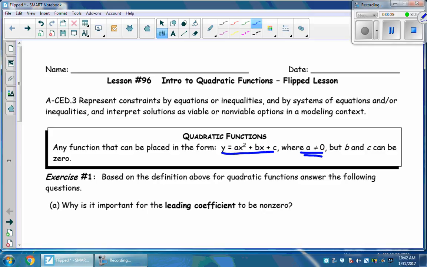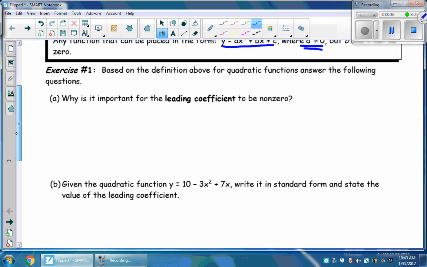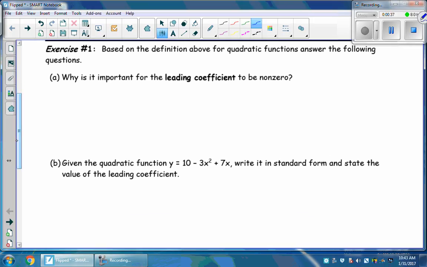B and C technically can be zeros. Sometimes they are, sometimes they are not. But A, the number in front of x squared, cannot be 0. Now, based on that definition, we're going to answer a couple of little questions before we really get into quadratics. The first one is, why is it important for the leading coefficient to be non-zero?